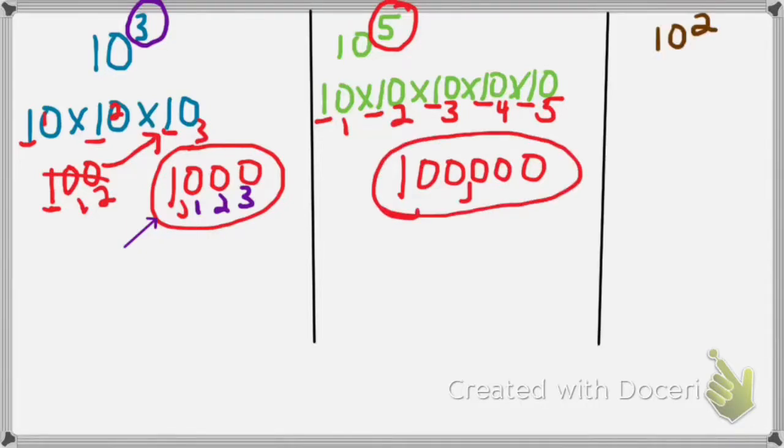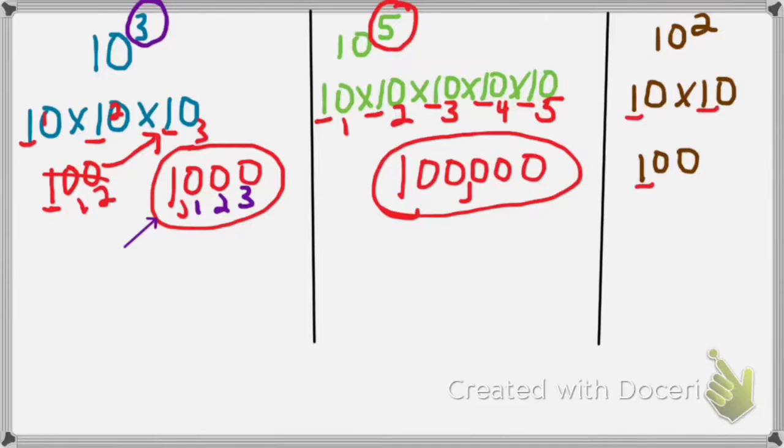Let's take a look at another problem. 10 to the 2nd power. Exponent tells base to show itself 2 times. I have 10 times 10. Hey, I think we know what 10 times 10 is, right? 10 times 10 is 100. Let's see how that works.